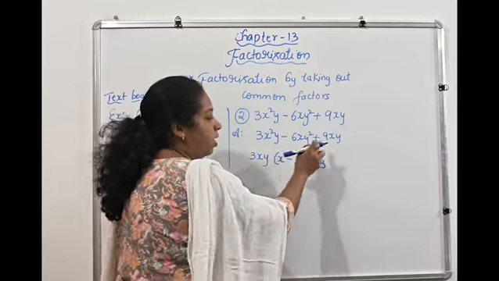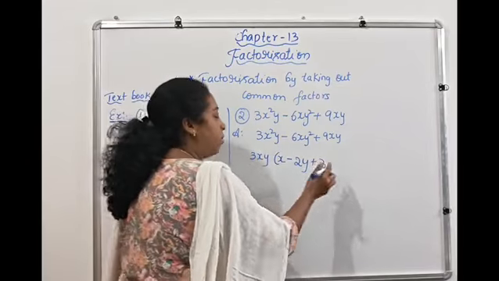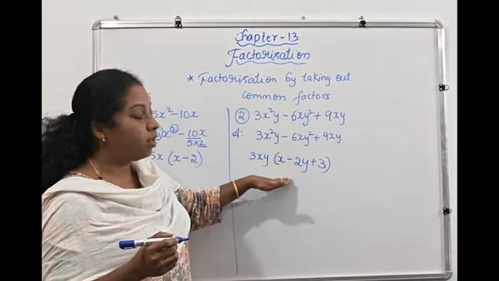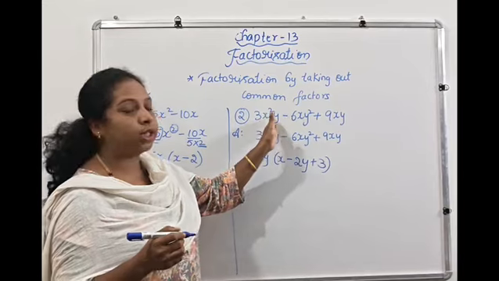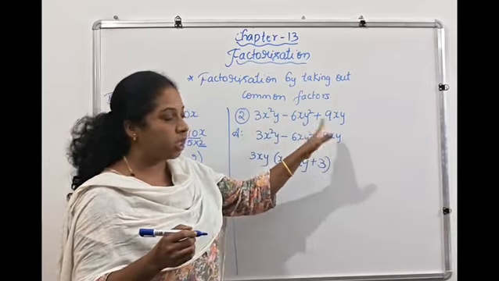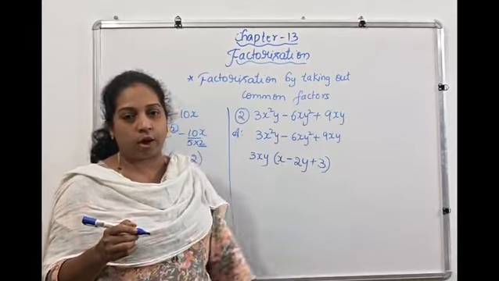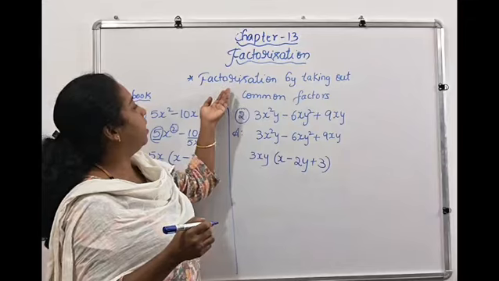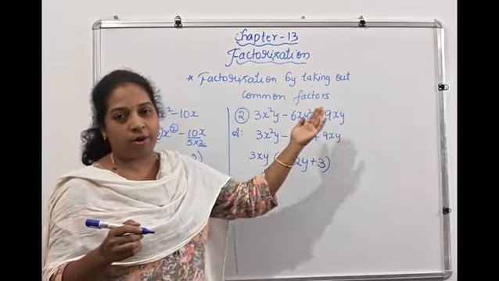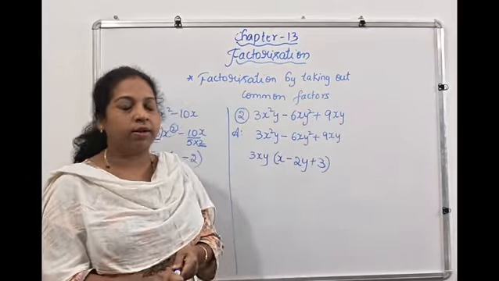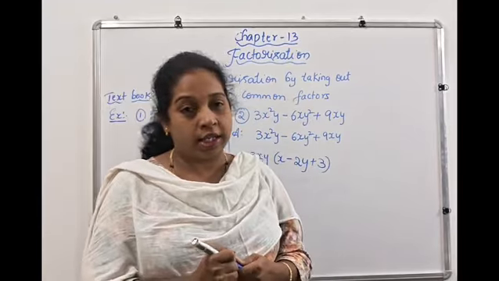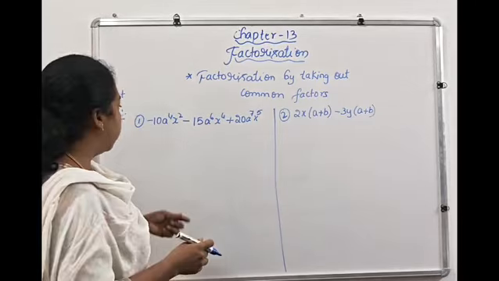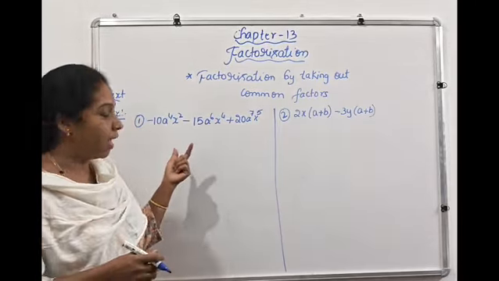Then x we already took, y also we already took as common. Then remaining is only 3. So this is the factorization of 3x square y minus 6xy square plus 9xy. This is how you have to find the factors by taking out common factors. Understood? Okay, fine. Next we'll go for the next examples. So these are the textbook examples.